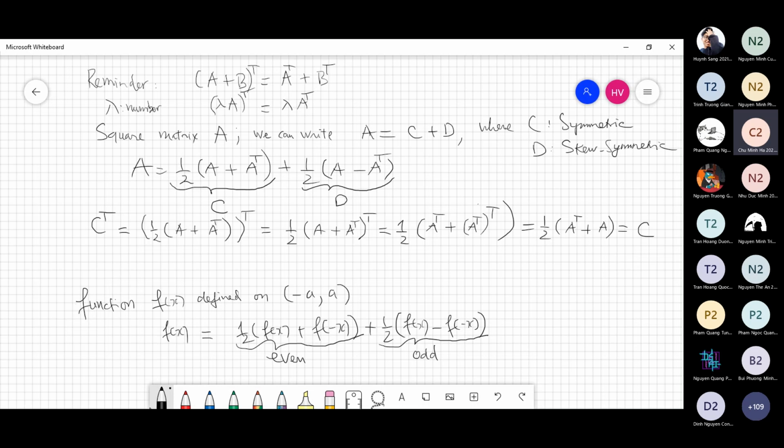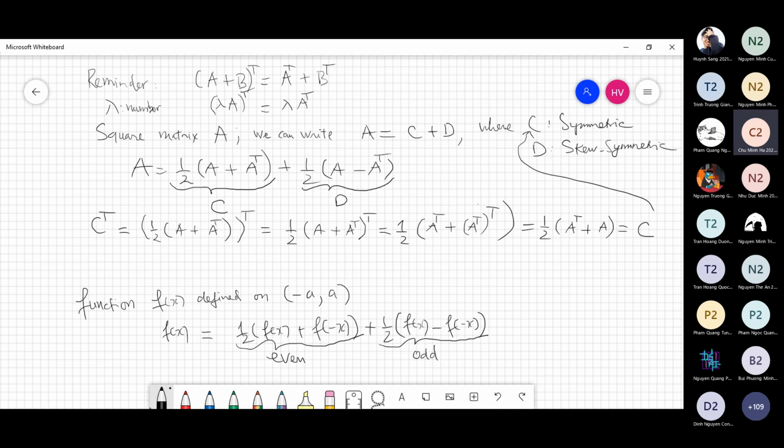But this is again C because the addition is commutative. So you have A plus AT, the same as AT plus A. It's clear, right? So this means C is symmetric. So it follows that C is symmetric.